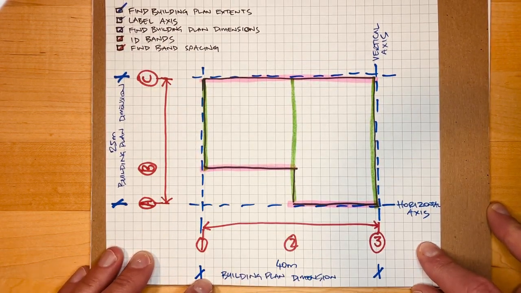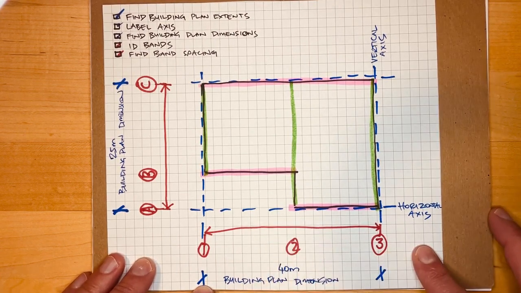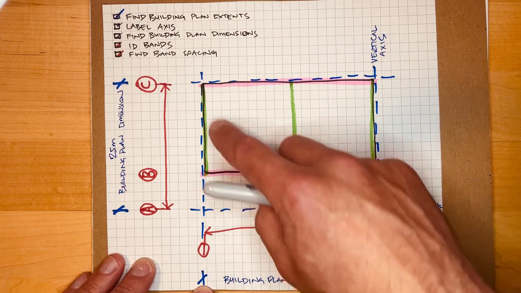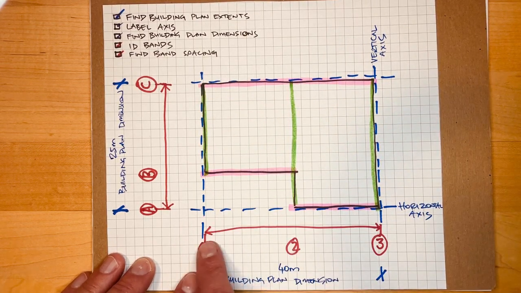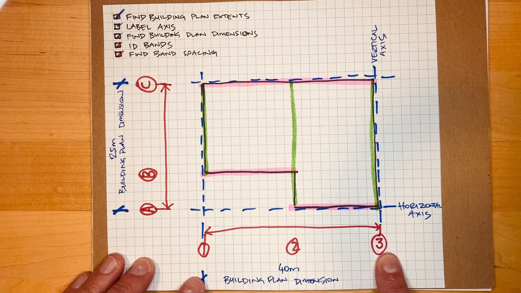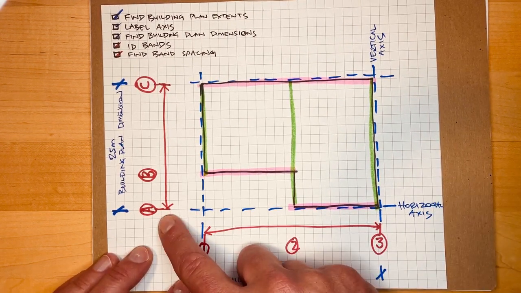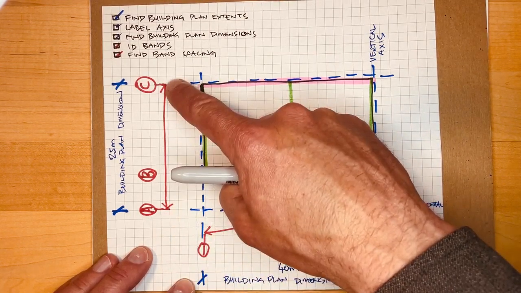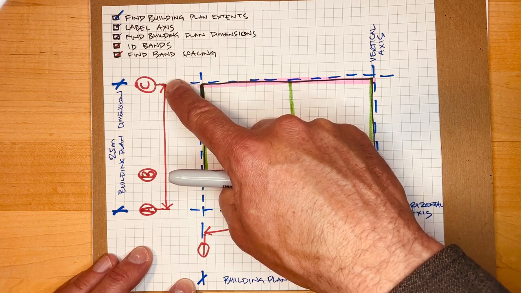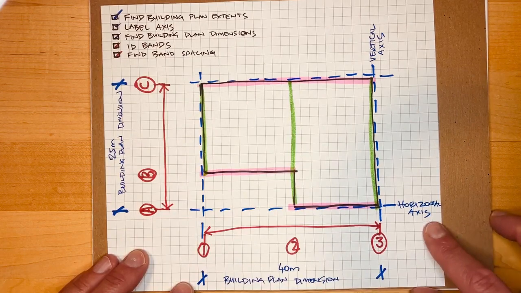After that, we are going to ID the bands that are going to be on your design. I illustrated that here in the pink and the green. The bands that run vertically are identified along the horizontal axes. They need to be labeled 1, 2, 3, 4, etc., all the way up to 10. And then the bands that run horizontally, identified along the vertical axes, are going to be labeled A, B, C, etc.